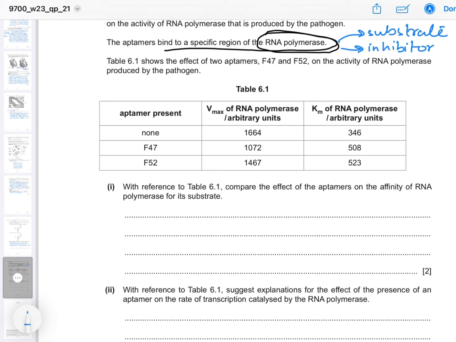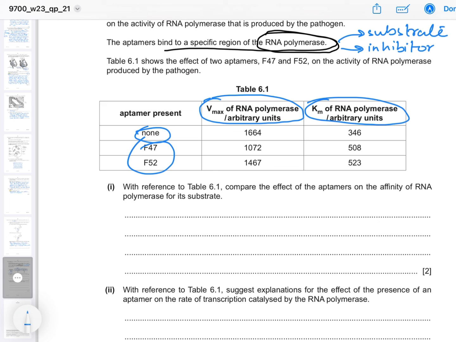Table 6.1 shows the effect of two aptamers, F47 and F52, on the activity of RNA polymerase produced by the pathogen. Part 1: with reference to table 6.1, compare the effect of aptamers on the affinity of RNA polymerase for its substrate. The table compares the Vmax, or the maximum velocity of RNA polymerase, and the Michaelis-Menten constant values of the RNA polymerase enzyme without aptamers and in the presence of F47 and F52 aptamers.